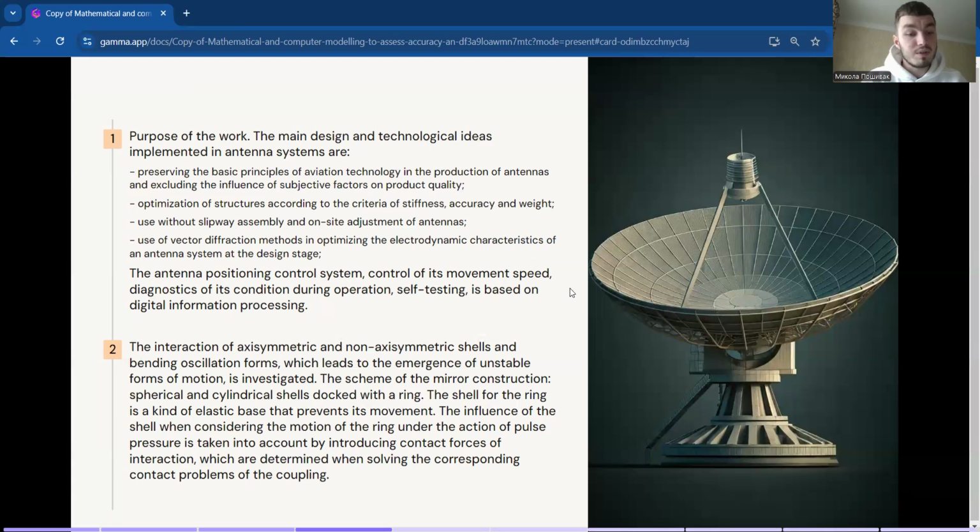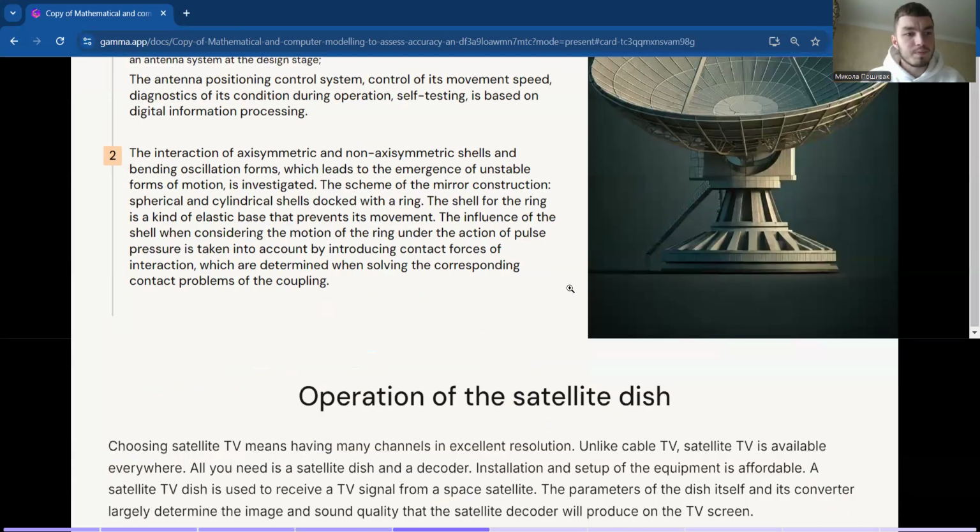The scheme of the mirror construction: spherical and cylindrical shells docked with a ring. The shell of the ring is a kind of elastic base that prevents its movement. The influence of the shell when considering the motion of the ring under the action of pulse pressure is taken into account by introducing contact forces of interaction, which are determined when solving corresponding contact problems of the coupling.